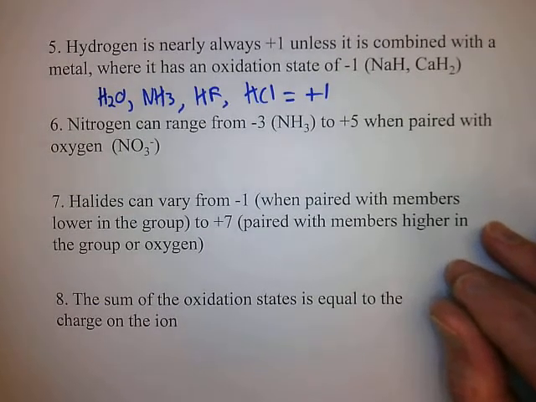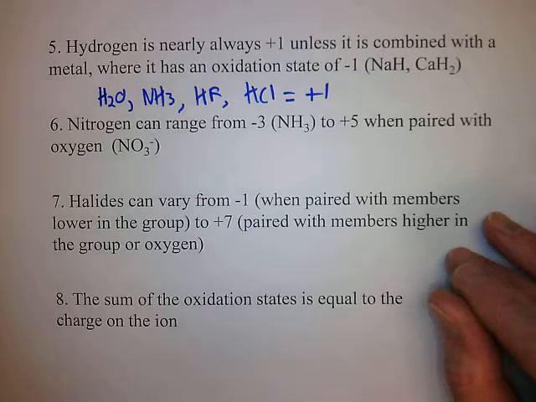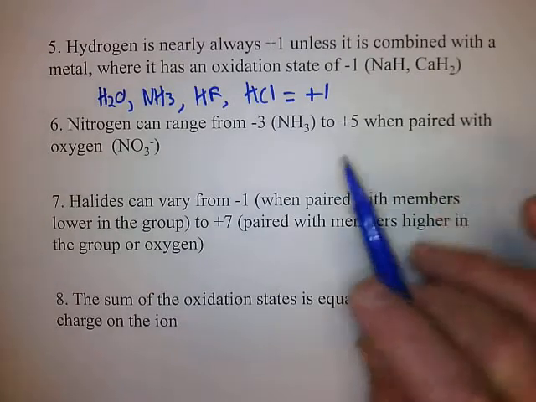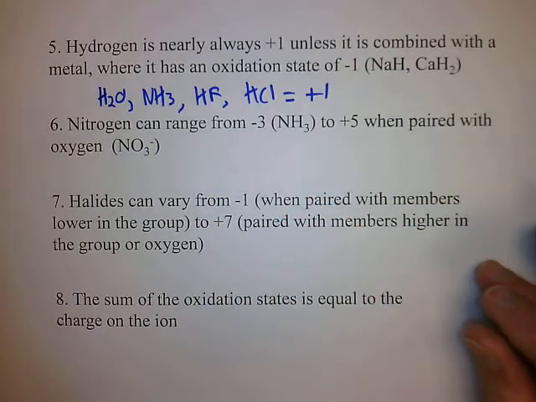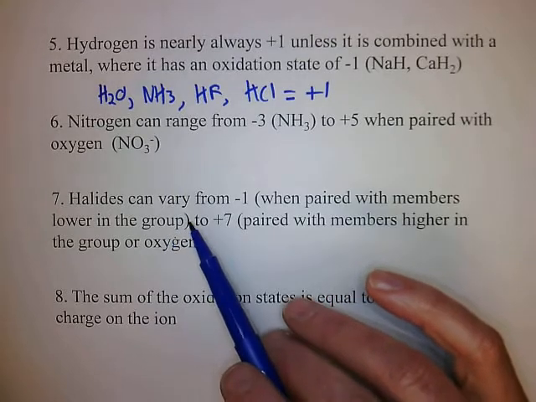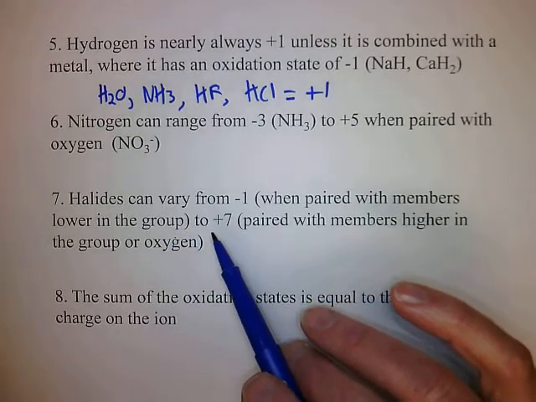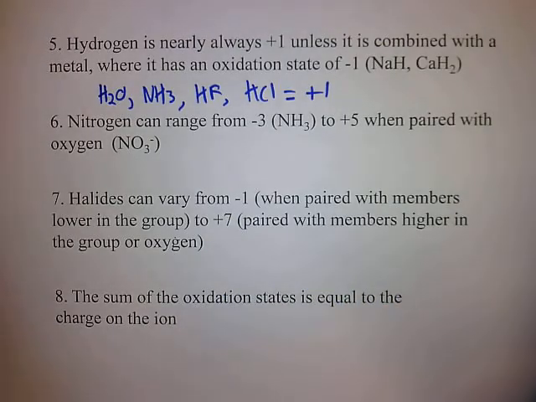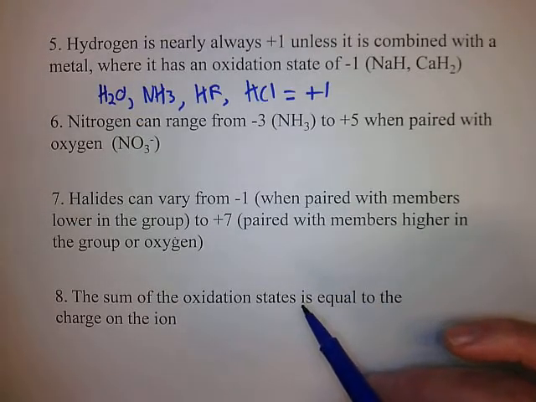Now, nitrogen is all over the place. It can go from minus 3 in a compound like NH3 all the way up to plus 5 when paired with oxygen, for example in nitrate. Halogens are also all over the place. They can go from minus 1 all the way up to plus 7. Minus 1 when paired with members lower in the group, and plus 7 when paired with members higher in the group or with oxygen.